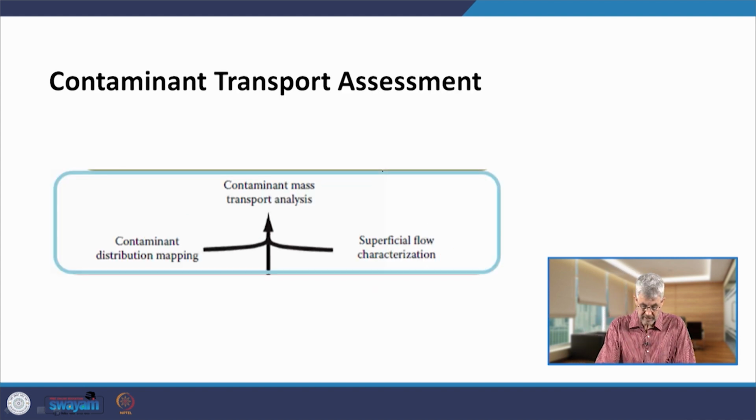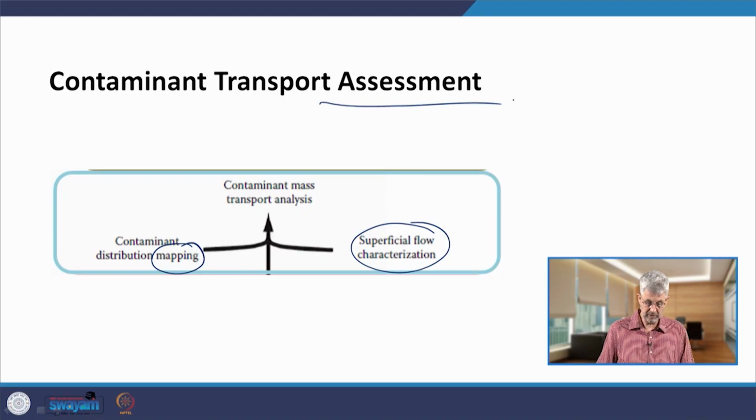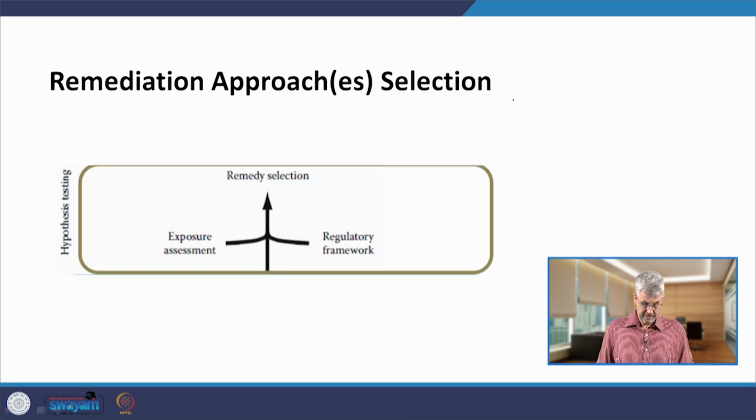Then in the next stage, we have to assess the contaminant transport. That is determining where are the contaminants now, where will they be in the future. That includes mapping based on field observations and characterization, superficial flow characterization, again based on field observation, which together allow us to determine how much contaminant mass is there and where is that mass heading, where is the plume, the source of the plume, where will it be in the future. So the assessment of contaminant transport is the next step in the CSM.